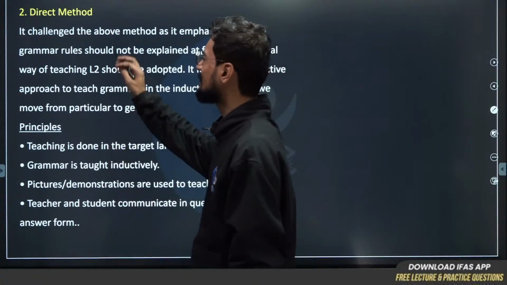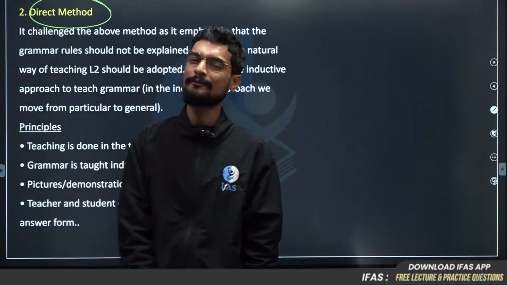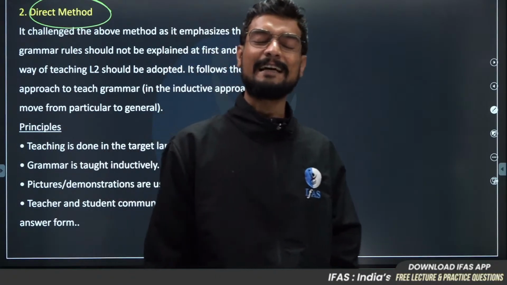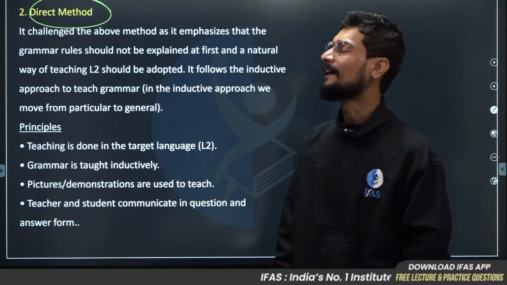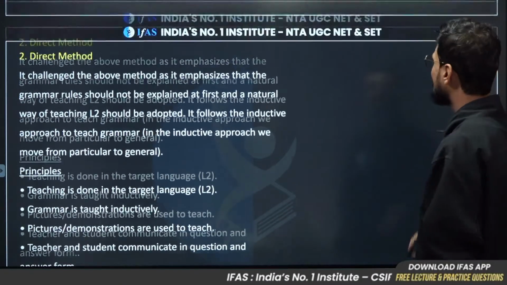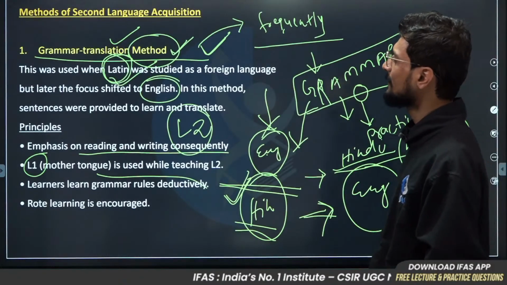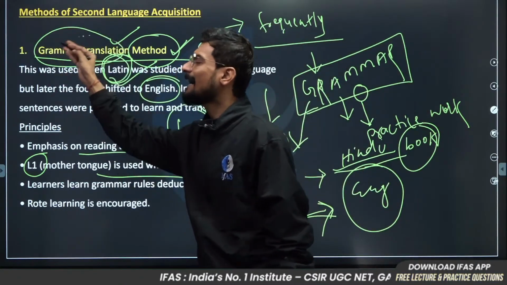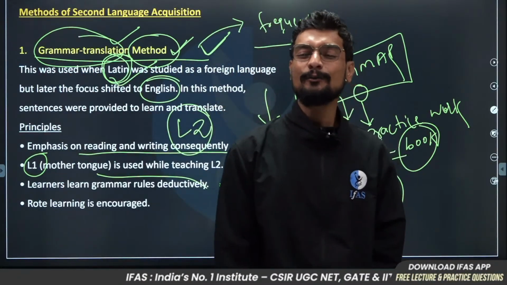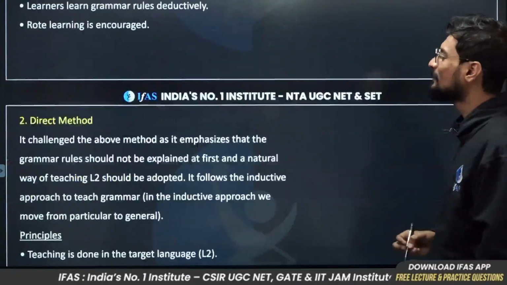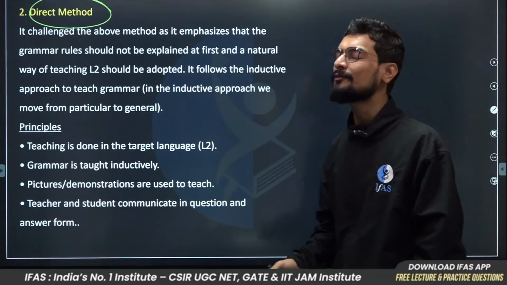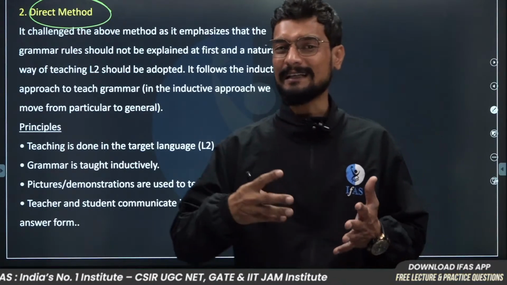So let us now quickly move on to the second theory of second language, that is the direct method. Now this direct method is very much different from the first method that we have just discussed. The first method argued that there is a kind of rule that we need to follow. But the next theory argued that such is not the case, we need to approach in an opposite way.